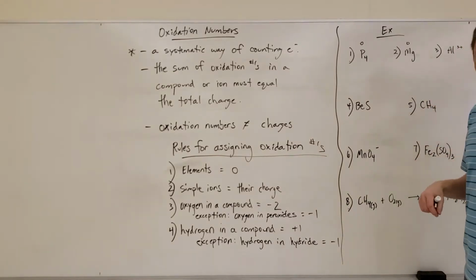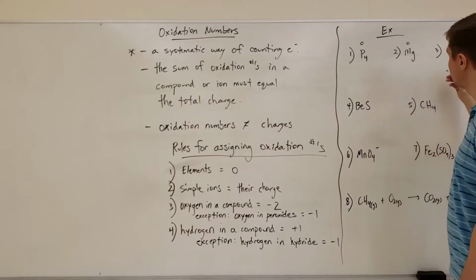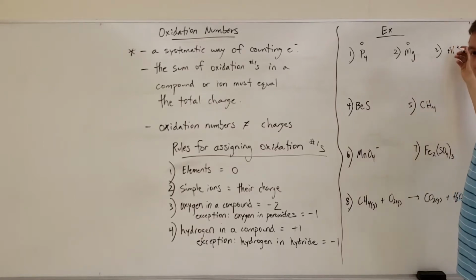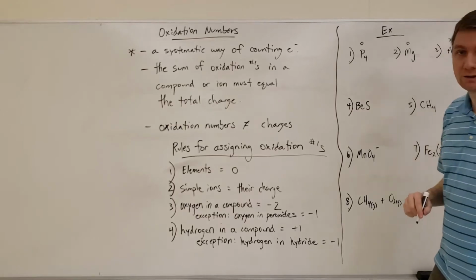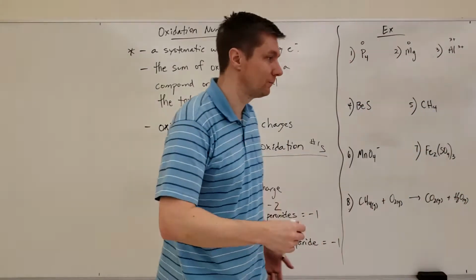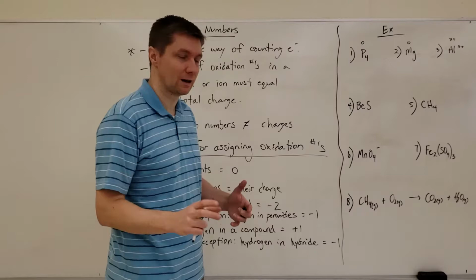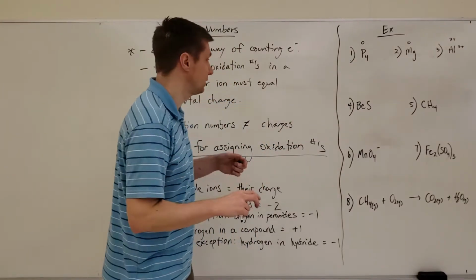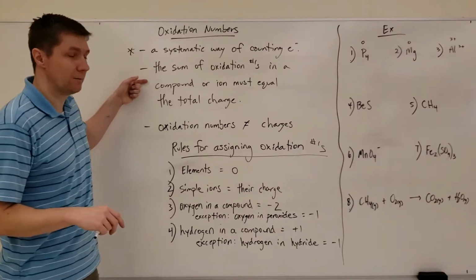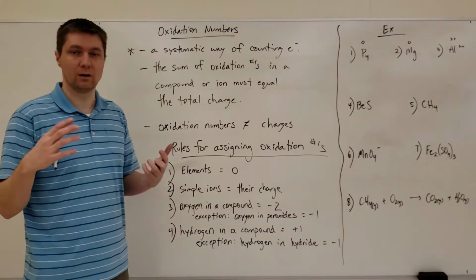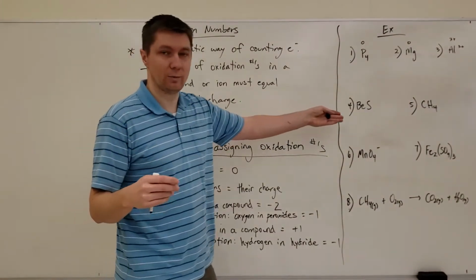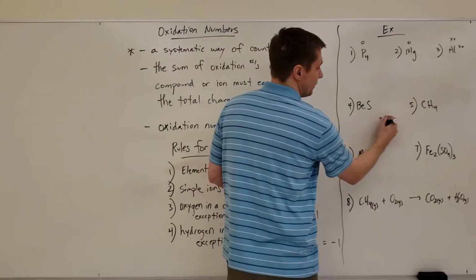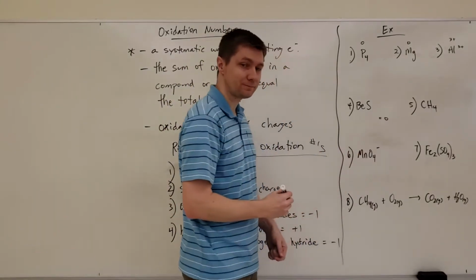The third one is aluminum, Al3+. This has an oxidation number that's equal to its charge, so 3+. So that's how I do this, okay? Moving on to a couple more complex examples where these are now compounds. Remember, as I said before, the sum of the oxidation numbers has to equal the charge on the compound. So this is a neutral compound, so the sum of all these oxidation numbers has to equal 0.